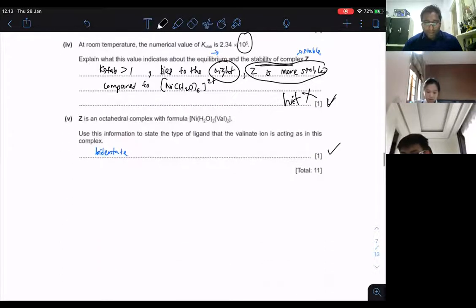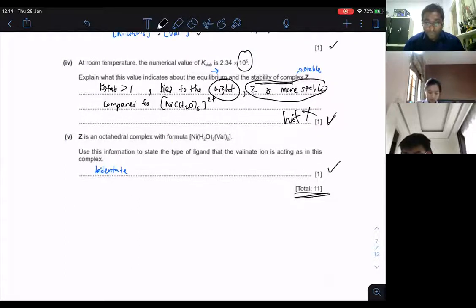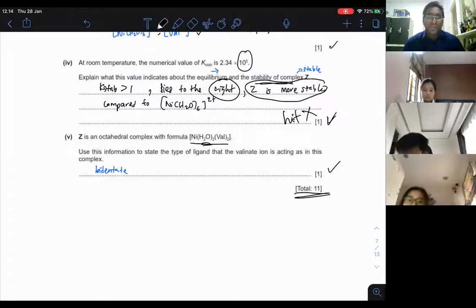And then here the last one, they mentioned about total 11 marks for the entire question. They say that Z is going to be an octahedral complex, so with the formula, you can see it's an octahedral. So octahedral coordination number is 6. You should know this. So I have H2O, they only form H2O2. It means 2 molecules of H2O. Even though water has 2 lone pairs of electrons, they are monodentate. They only form 1 dative bond.